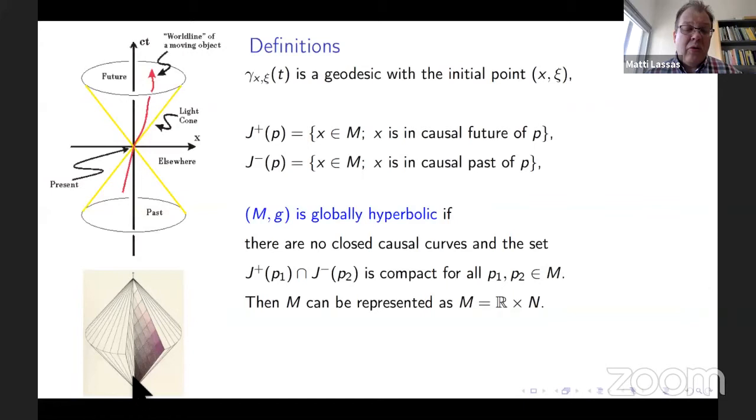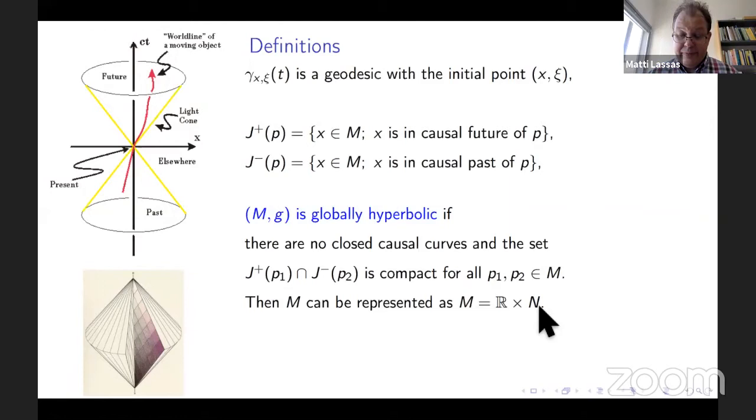So if these two conditions are valid, then the manifold is globally hyperbolic, and the name comes from the fact that on this type of manifolds you can solve the wave equation uniquely. And a geometrical fact is that if a manifold is globally hyperbolic, then it can be represented as a product of a time axis and some space with time varying metric. So this gives the manifold a very nice structure for our purposes.